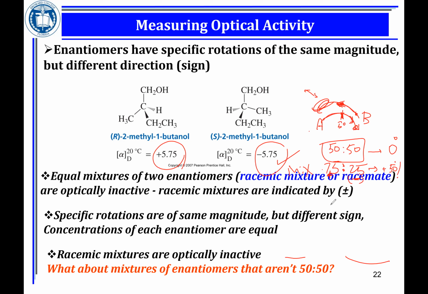Now, if you have a 60-40, that would be different. For 60-40, what would be the overall? Plus 20%. So you would get 20% rotation. That would be the observed, and that is the enantiomeric excess, or EE. So the numerical values won't always be the same, correct? No. Okay. No.